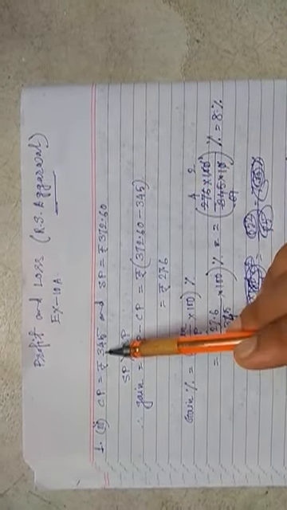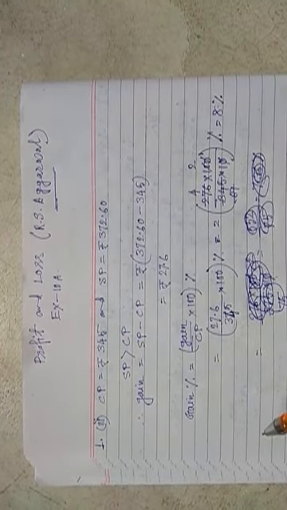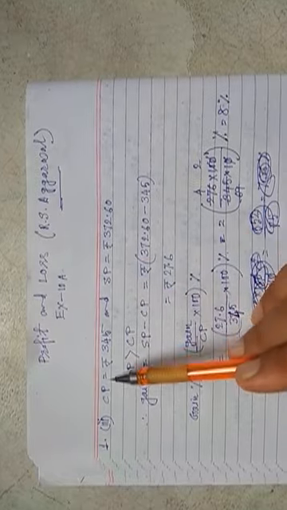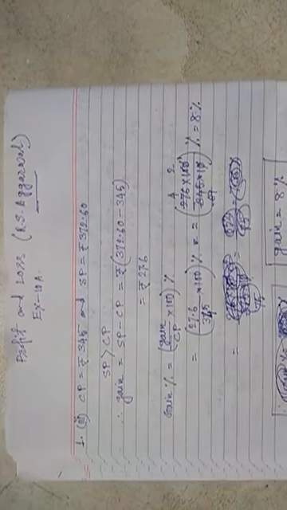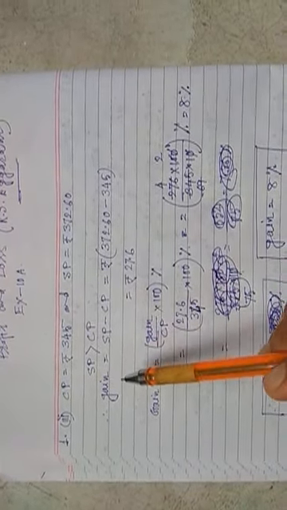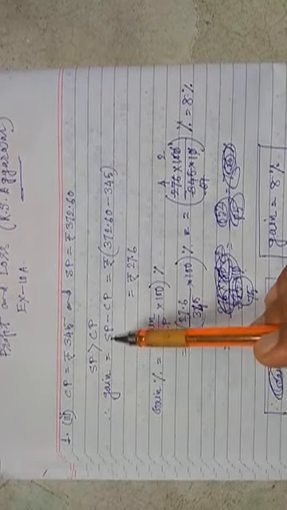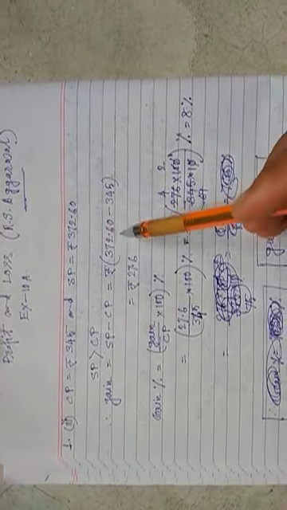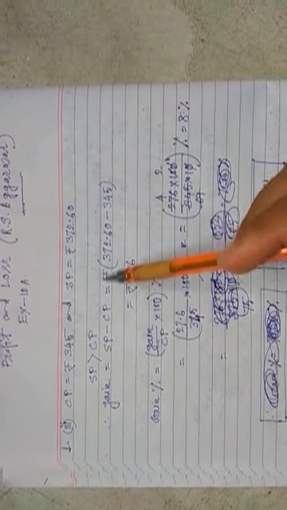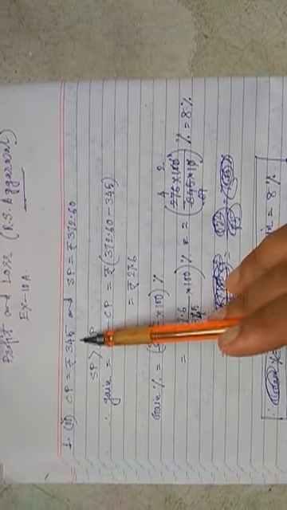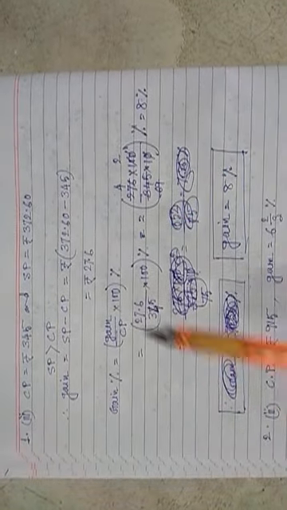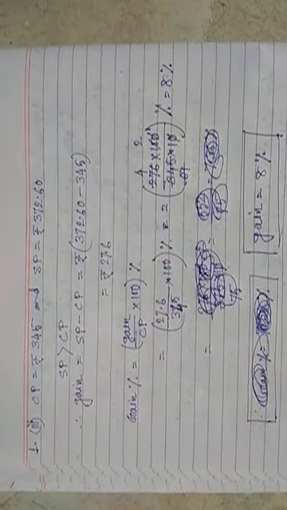372.60 is greater than 345, that is, sale price is greater than cost price. So when sale price is greater than cost price, then there is gain. So gain equals SP minus CP. So SP 372.60 minus CP 345. So the difference is 27.6. So gain equals rupees 27.6.